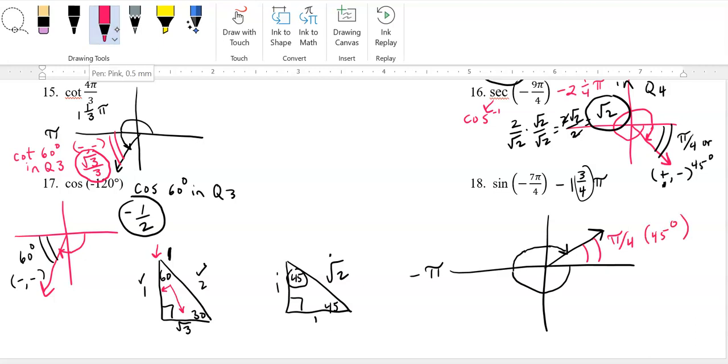I'm not going to think of this as sine negative 7 pi over 4. I'm going to think of it as sine pi over 4 in quadrant 1. So go to your special right triangle, find sine 45 degrees. I think we've already done that. We said that it's square root of 2 over 2. And in quadrant 1, everything is positive. So square root of 2 over 2 ends up being my final answer.